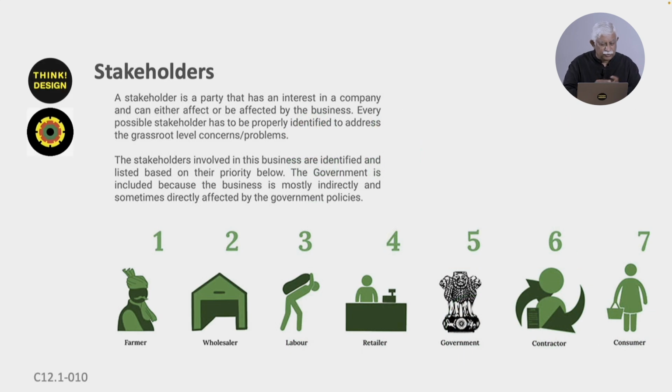If you look at the stakeholders, again, it's a very large system, agriculture. The stakeholders go from the farmers to the first person, the wholesaler, to the laborers who are employed here, to finally the shop where it gets sold. There are lots of governmental policies which define the whole system. There's also the in-between contractor, and finally the consumer. It's a very large number of stakeholders; there are 7 of them listed here.